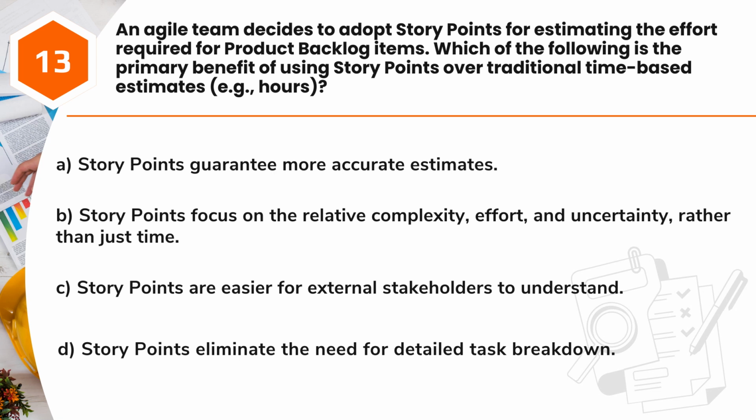Question 13. An Agile team decides to adopt story points for estimating the effort required for product backlog items. Which of the following is the primary benefit of using story points over traditional time-based estimates, for example hours? A. Story points guarantee more accurate estimates. B. Story points focus on the relative complexity, effort, and uncertainty rather than just time. C. Story points are easier for external stakeholders to understand. D. Story points eliminate the need for detailed task breakdown.